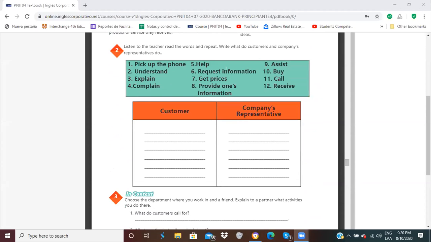Repeat, please. Pick up the phone. Understand. Explain. Complain. Help. Request information. Get prices. Provide one's information. Assist. Buy. Call. Receive.